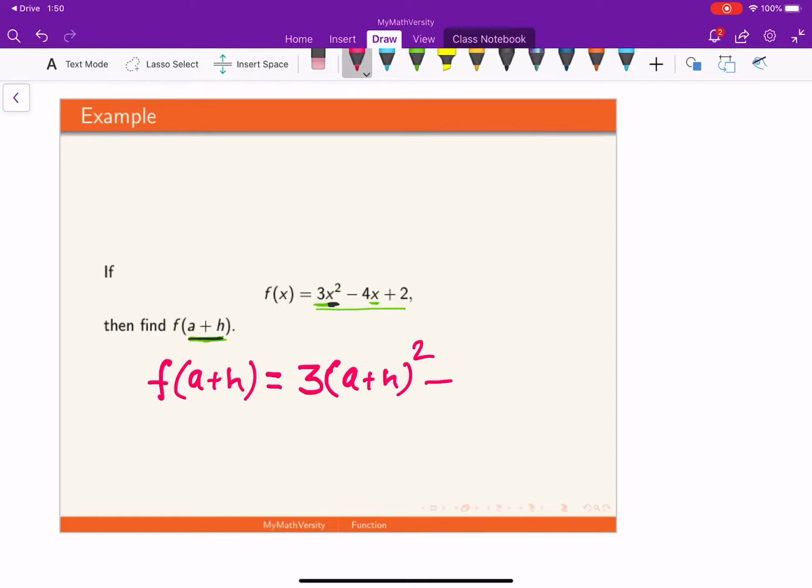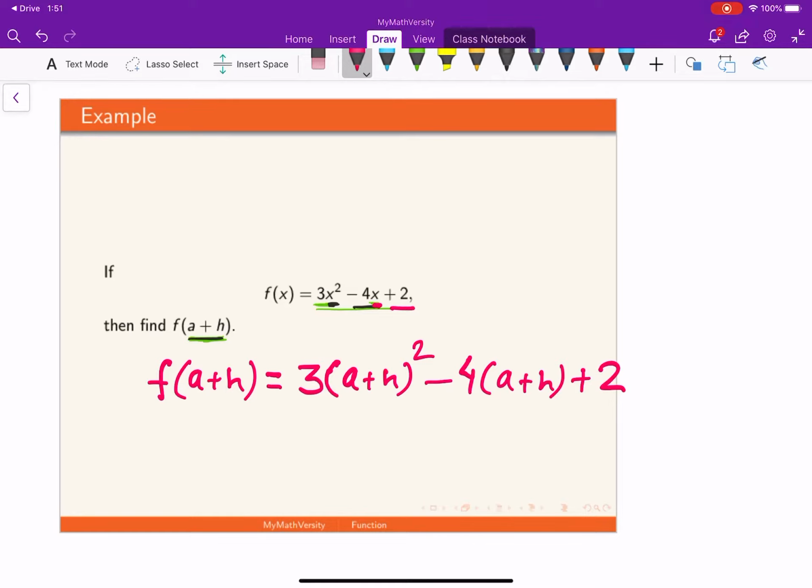So same thing we do on the second term. We have negative 4 times x. So if that is the case, we will write down negative 4 as it is. Now we replace x completely by a plus h. And then on the last term we have positive 2, so we just write that down as it is. There is no x, so we just leave that as it is, right? Okay, so that is the value of the function at a plus h.